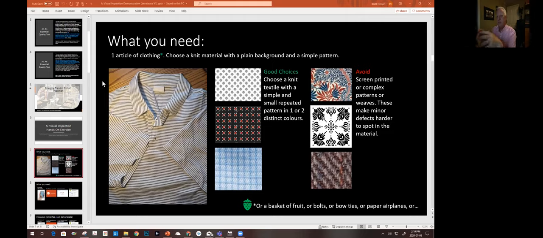So if you're doing this exercise at home, you want to pick something that's got a nice, simple pattern to it. The more complicated the object that you're trying to scan, the more complicated it is to pick out something that's defective versus something that's good. So I've got some pictures here. These would be good choices. The stripy things are very simple repeating patterns, small repeating patterns like this. Where if you have lots of colors or complex patterns or funny weaves, this exercise gets a little more difficult.